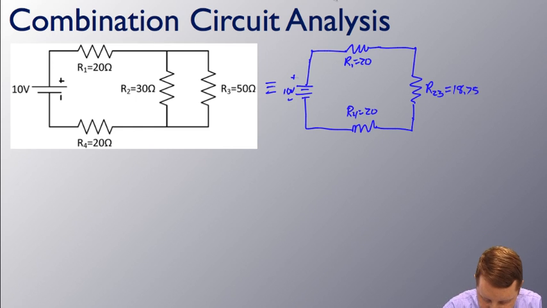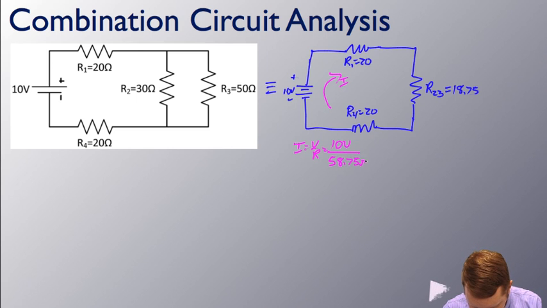Well, now it's pretty easy to see this is just a basic series circuit. I can find the current flowing through the circuit. That's just going to be the total voltage divided by the total resistance. Or if I equals V over R, that's going to be 10 volts over 20 plus 20 is 40 plus 18.75 over 58.75 ohms, which will give me a current of about 0.170 amps. Great, so let's fill that in with my VERP table.